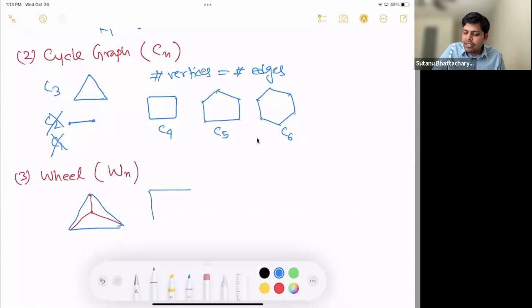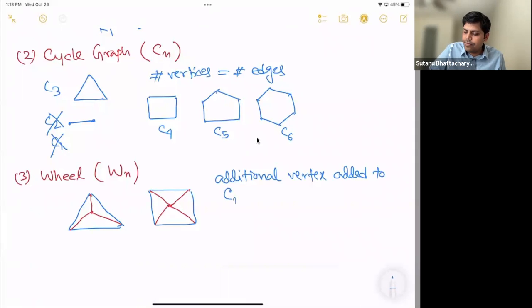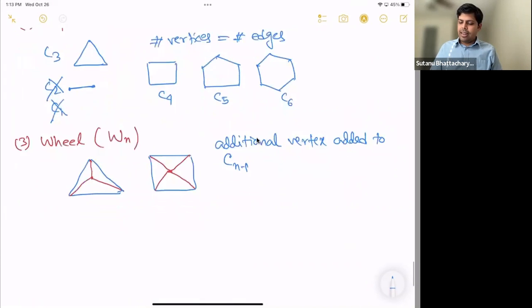Another example, suppose this is your cycle graph. There would be an additional vertex, and that vertex will be connected to every other vertex. Now it becomes a wheel. This way you can get a wheel graph.